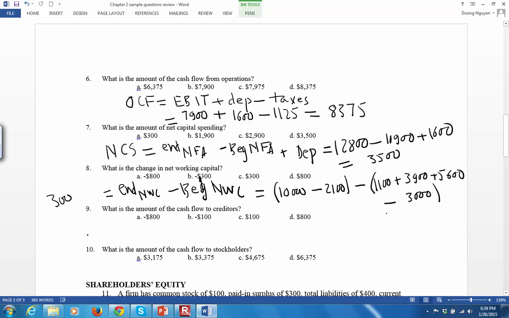What is the cash flow to creditors? It is equal to the interest paid minus net new borrowings.